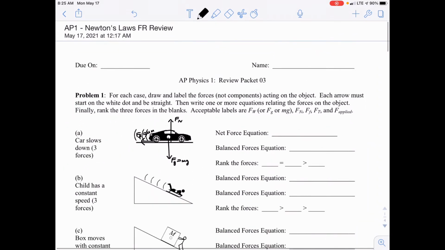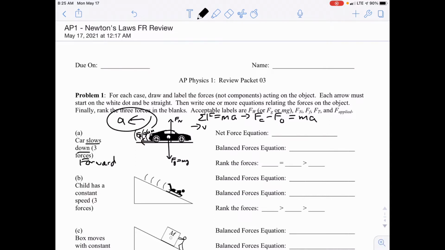Your basic net force equation is equal to MA, but we could also view it as causing force minus opposing force equals MA. Now, what's the causing force? What's the opposing force? Well, in this case, we're slowing down, but you're going forward. That means the acceleration is going this way. Even though the velocity is going forward, the acceleration opposes the velocity.